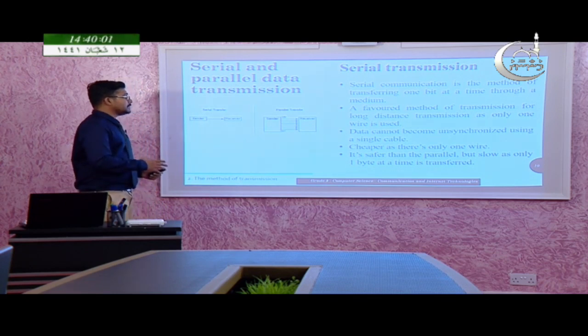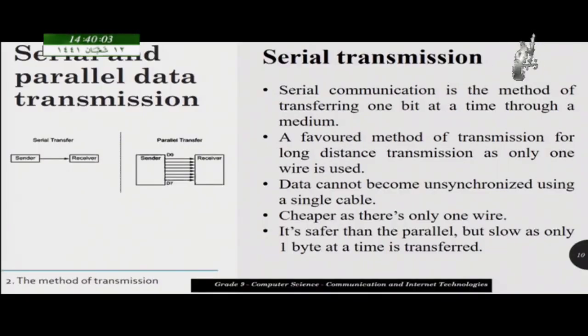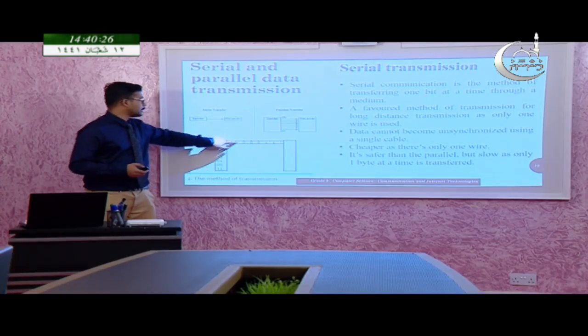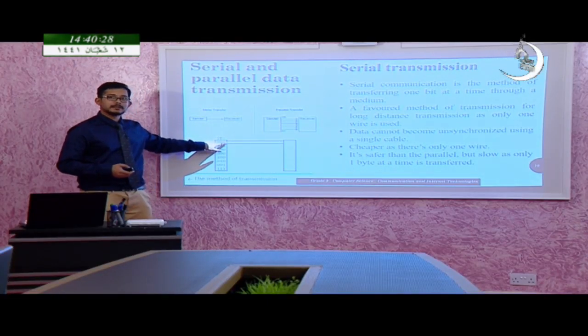Then it is safer as compared to the parallel data transmission, because the error possibility is very less, but obviously it's slower. So here is an example of how serial data transmission works from sender to receiver. We will be using only one cable and it will be sending in an order, one by one. So it is sent in an order, so the chances of getting error will be less.